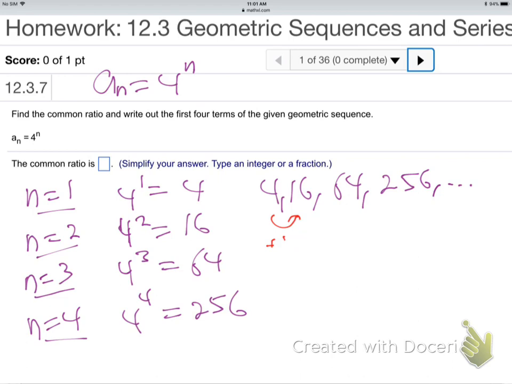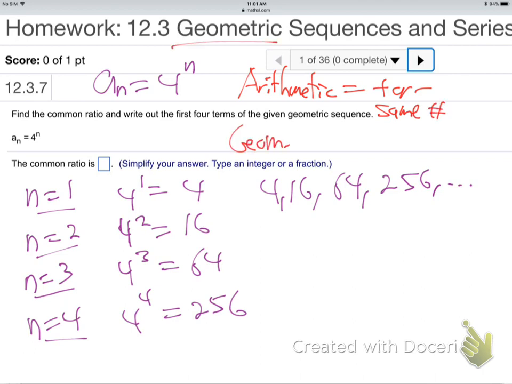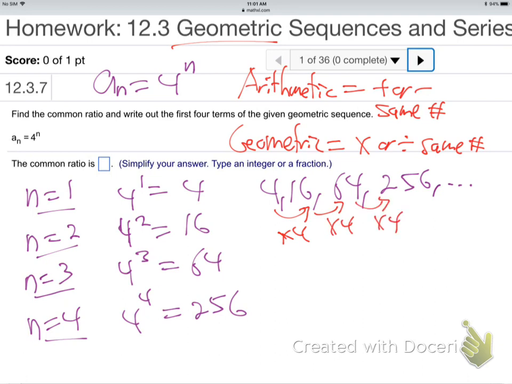So notice the difference. This is not an arithmetic sequence. Let me write the two differences. So arithmetic, what we did in the last section, is adding or subtracting the same number each time. This is geometric. See, the title is geometric. Geometric, which means multiplying or dividing the same number each time. So it's just one level higher. Instead of adding or subtracting the same number every time, it's multiplying or dividing the same number every time. And what is it doing? It's times 4, times 4, times 4. So every time is times 4.